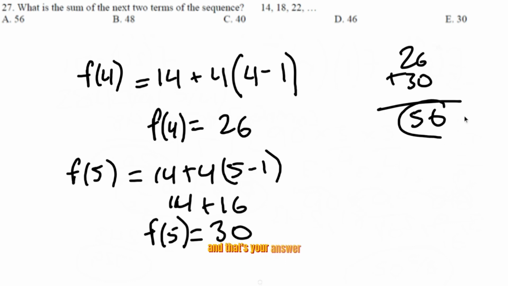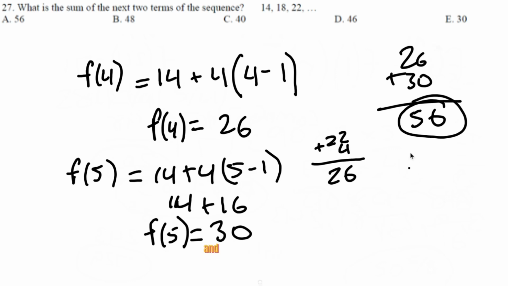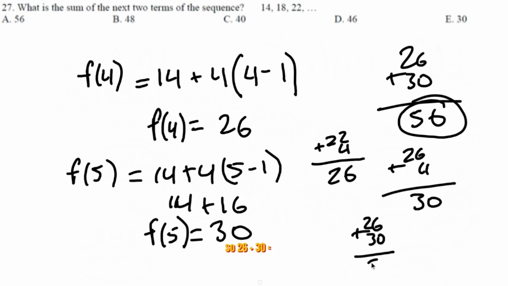And that's your answer. However, if you wanted to count, you could also do that by just adding 4. So that would be 26, because 22 plus 4 is 26, and 26 plus 4 is 30. And now you just add them. So 26 plus 30 equals 56, and that's your answer. However, if it's a larger number and you're not sure how to do it, use the formula. But if it's a simple problem like this, I would suggest counting.